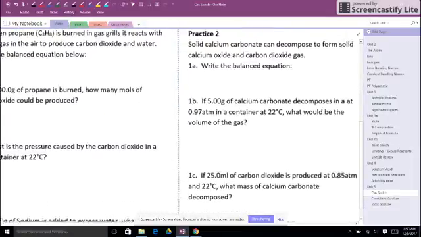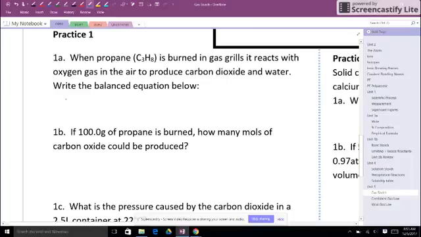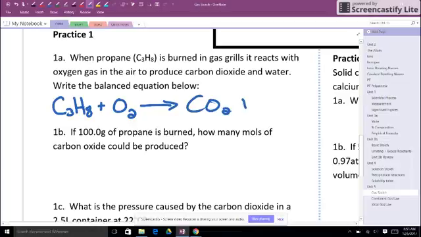Let's do some practice problems down here. So first, when propane is burned, C3H8, burned means reacting with oxygen. It produces carbon dioxide and water. It's just a combustion reaction. We've practiced this the previous unit. So it looks like I have 3 carbons here, so I need a 3 here. I have 8 hydrogens here, so I need a 4 here. 4 times 2 is 8. And now it looks like I have 3 times 2 is 6 oxygens, plus 4 more is 10, so I'm going to want a 5 here. So it looks like this is a 1 to 5 to 3 to 4 ratio.